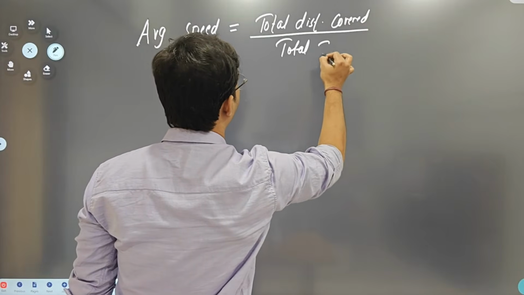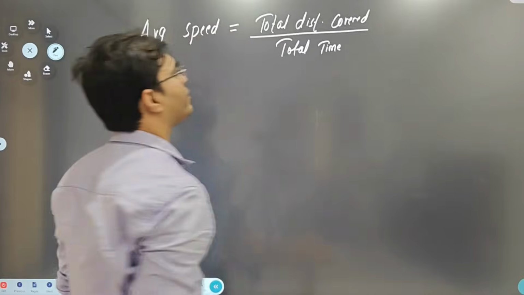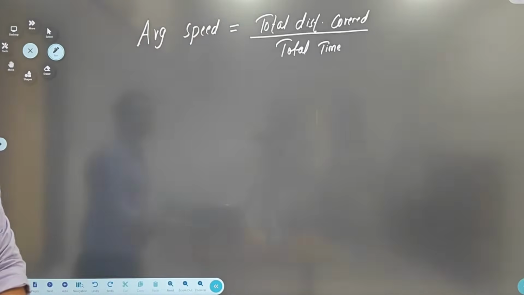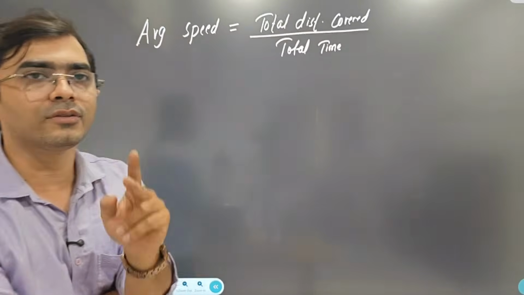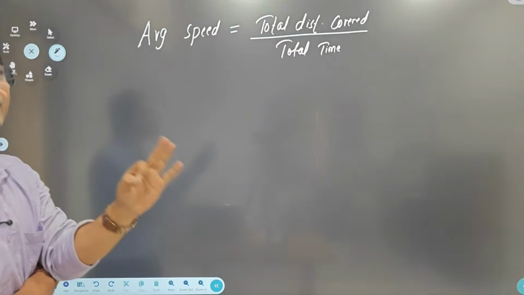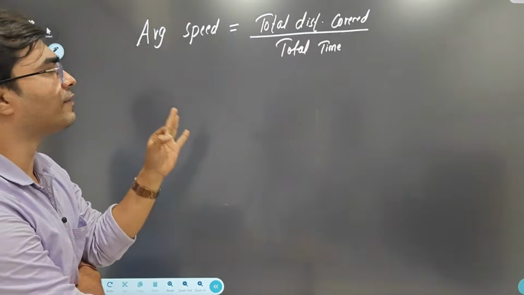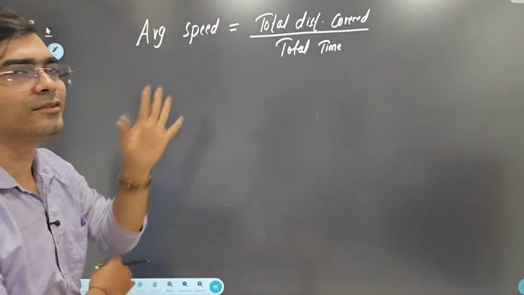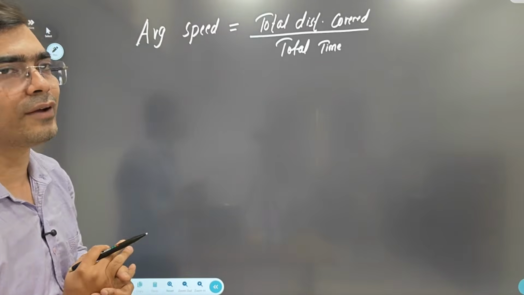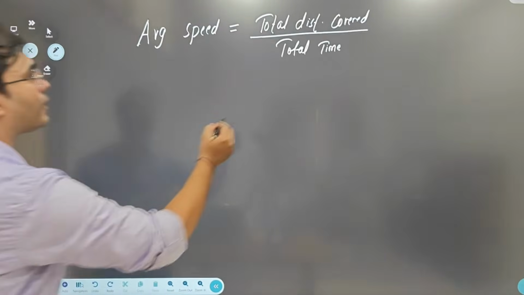Total time. If you see in any competitive exam, they're asking two types of problems from average speed. What is one speed? Two concepts. What are the two concepts? First one is, if time is constant, then how to find the value of average speed? And the second concept, when the distance is constant, how will you find the value of average speed? So let me discuss the first part.